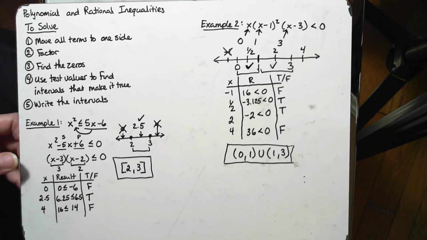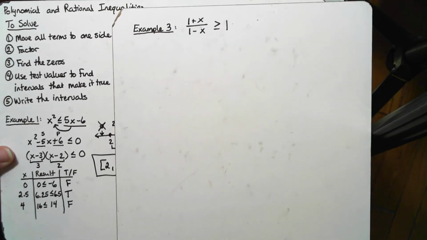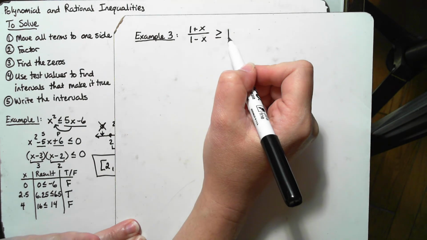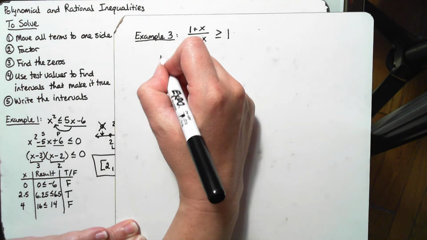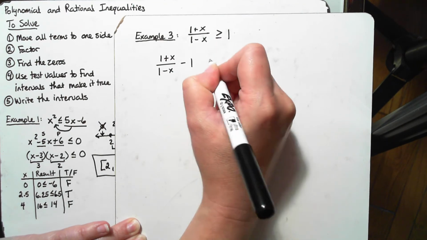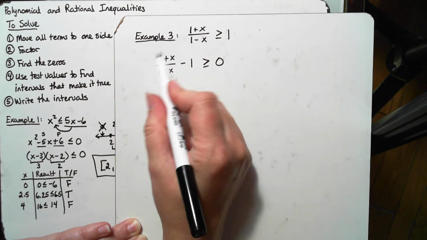Now we have one more example. It is a rational inequality. Here it is. Okay. I'm going to follow the same steps though. The first step is to move this 1 to the other side. So I have 1 plus x over 1 minus x minus 1 is greater than or equal to 0. Now the next step is that I have to simplify this.